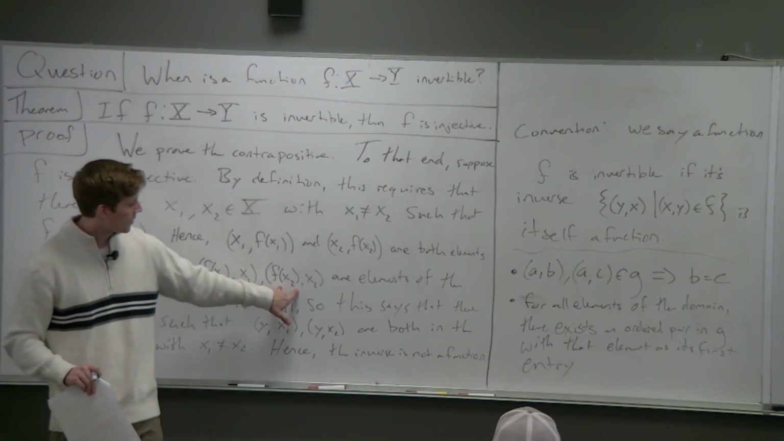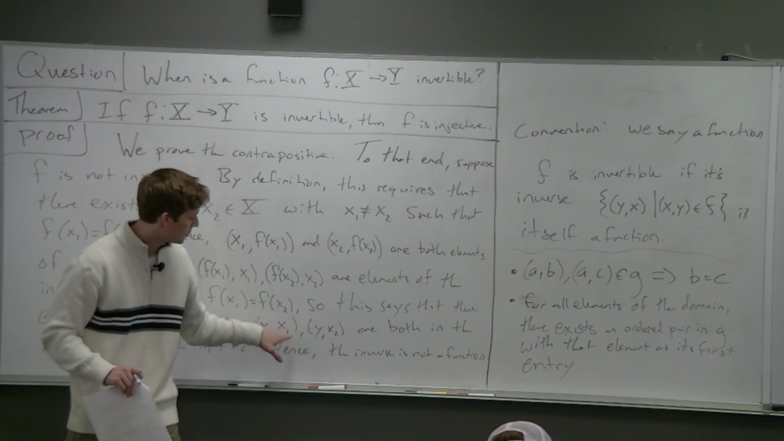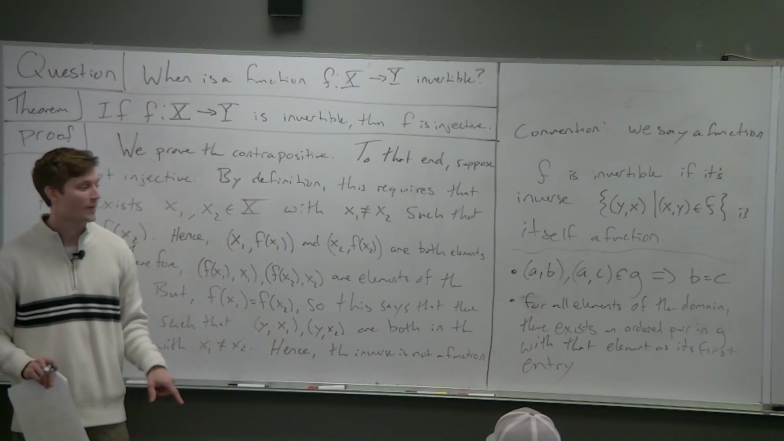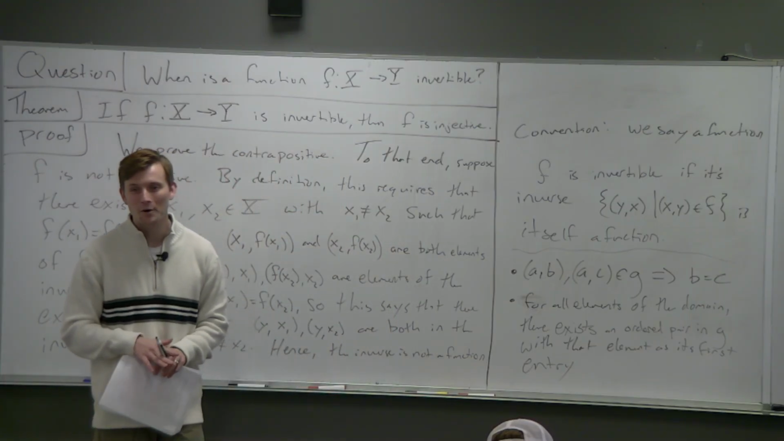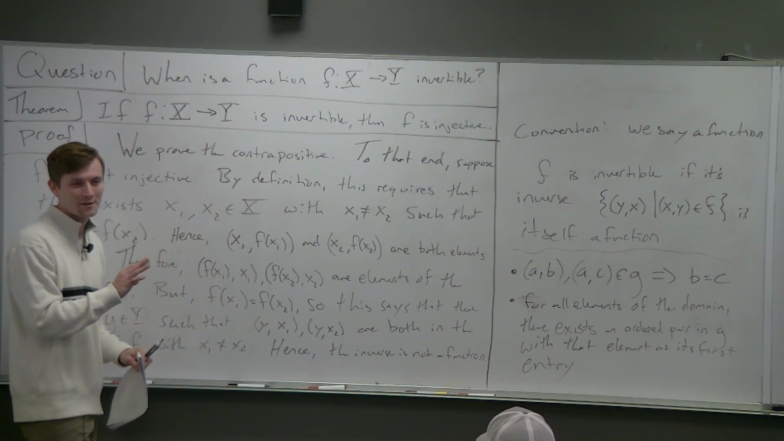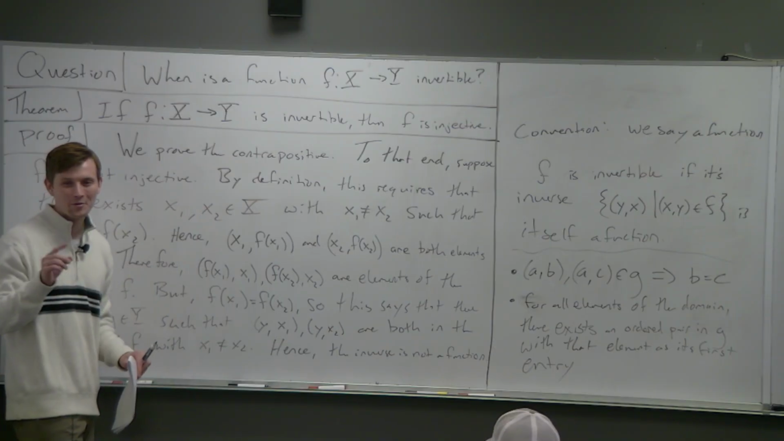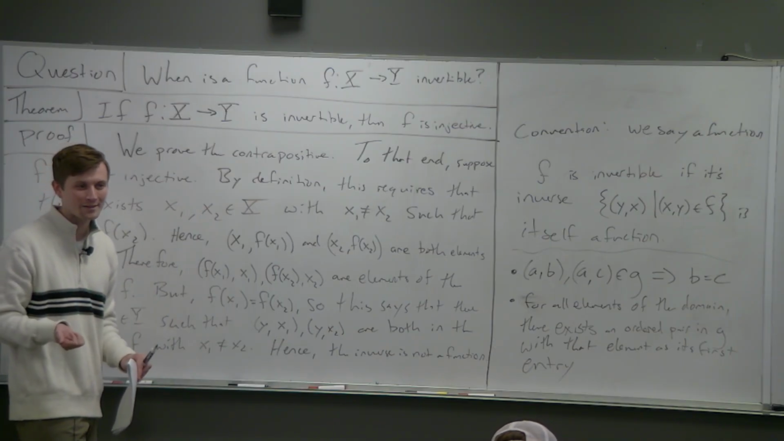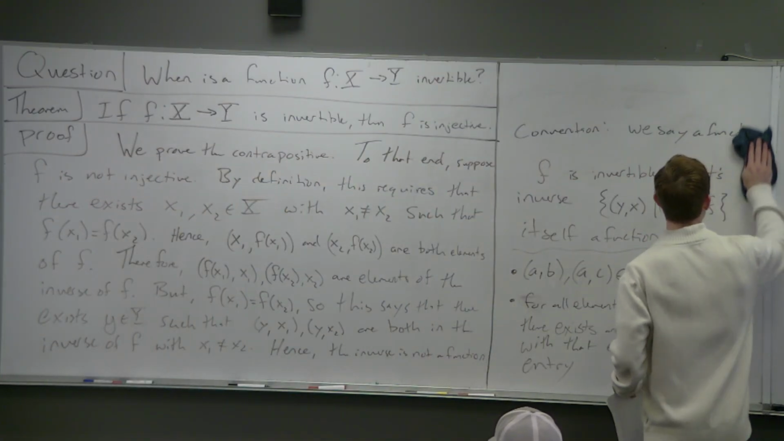Since these two things are equal, it's saying that it maps the same thing to two different things, violating the first one of these bullet points, right? Okay, cool. And so invertible functions are injective, have to be. What about surjectivity? Should we do that one next? Let's do it. Why not? Okay.